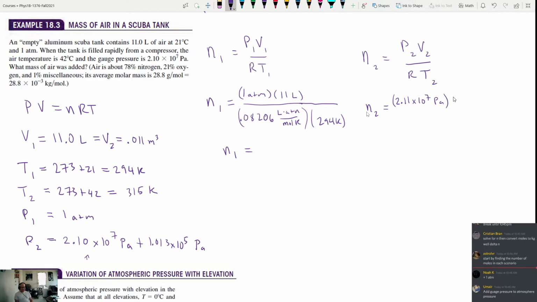So then we multiply this by 1 meters cubed. And then in the denominator down here, we're going to have 8.31 joules per mole Kelvin times temperature 2, which was 315.